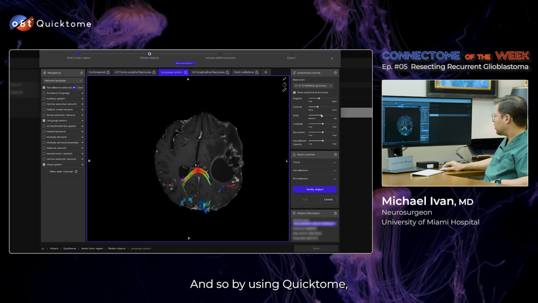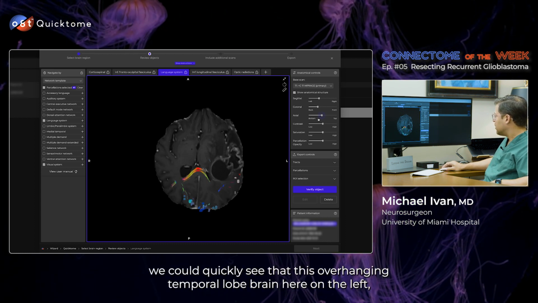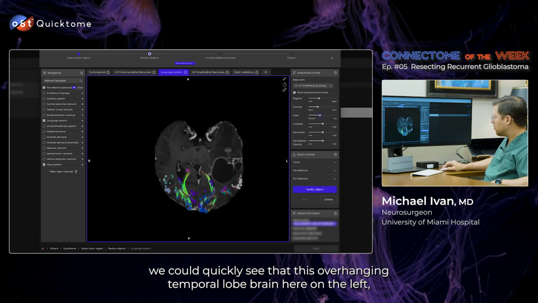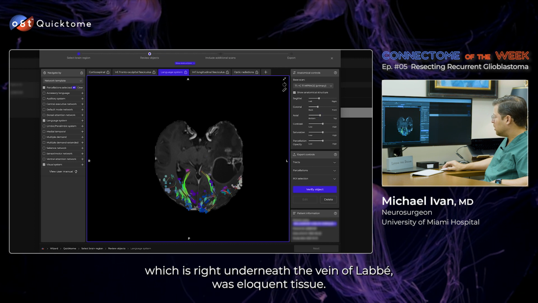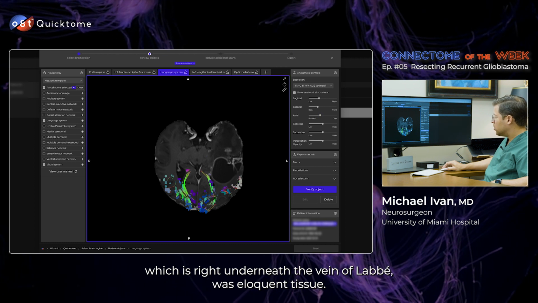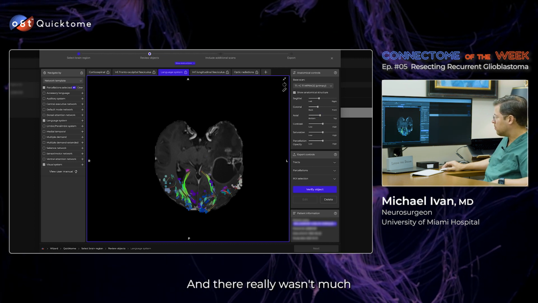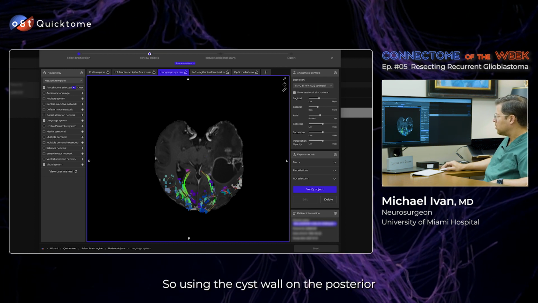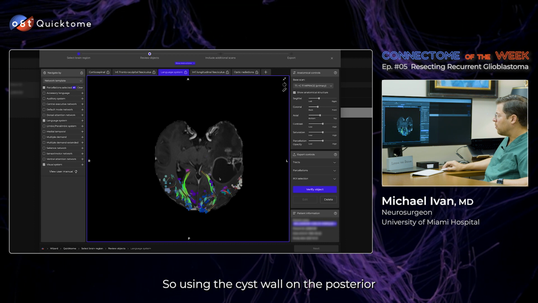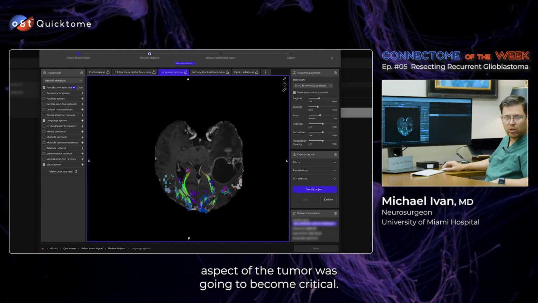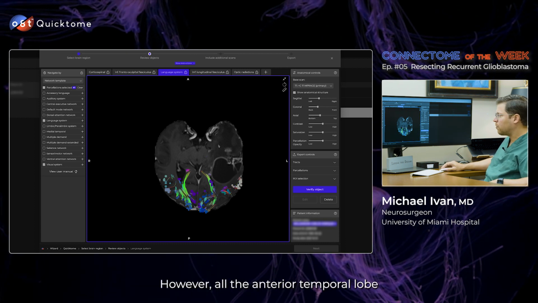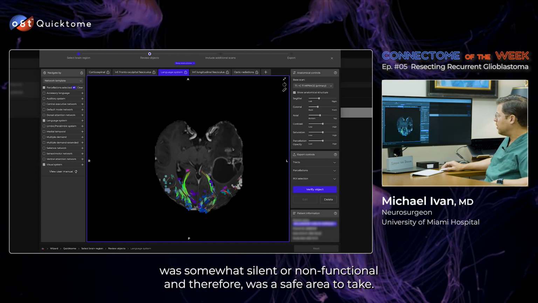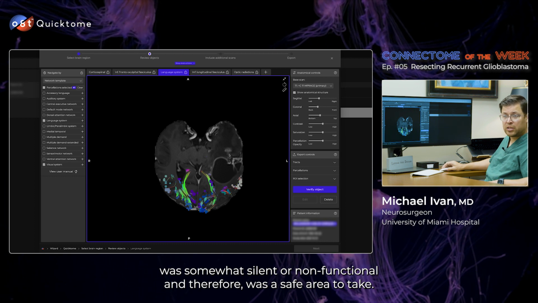And so by using the Quicktome, we could quickly see that this overhanging temporal lobe brain here on the left, which was right underneath the vein of Labbé, was eloquent tissue. And there really wasn't much of a resection that we could do safely on the back here. So using the cyst wall on the posterior aspect of the tumor was going to become critical. However, all the anterior temporal lobe was somewhat silent or non-functional, and therefore was a safe area to take.